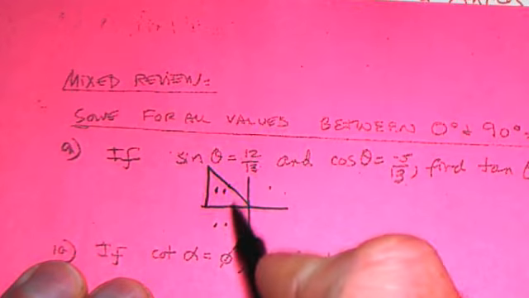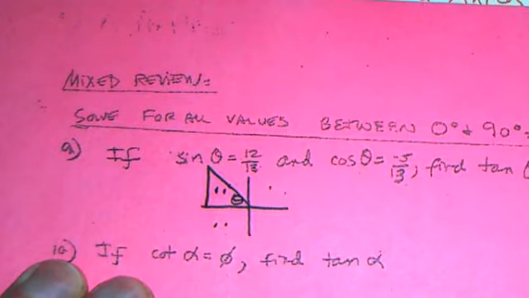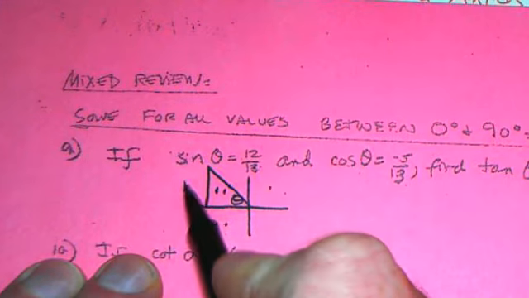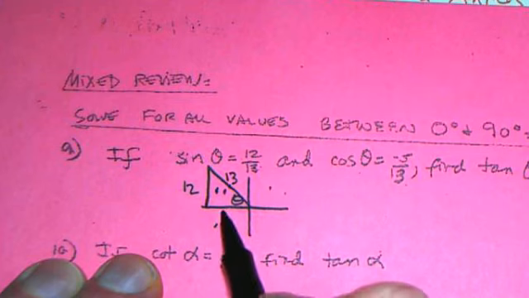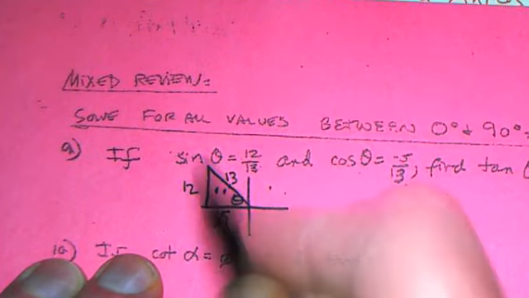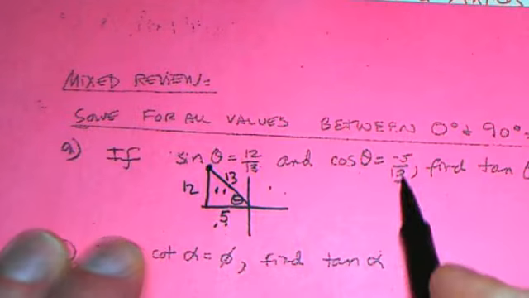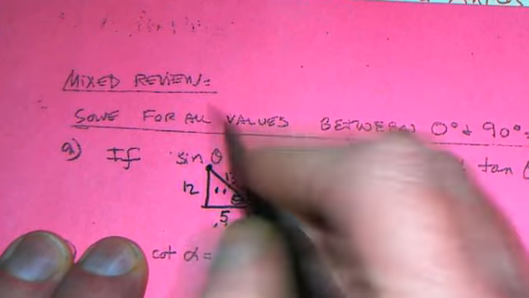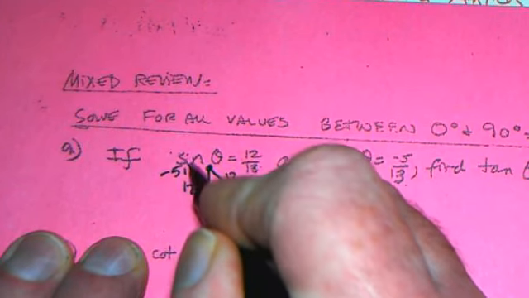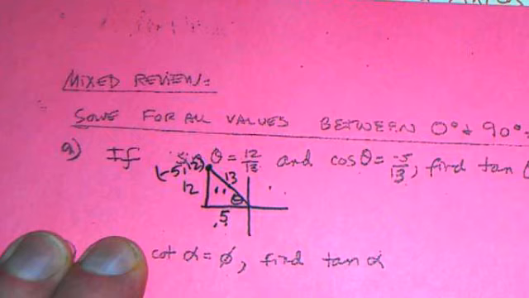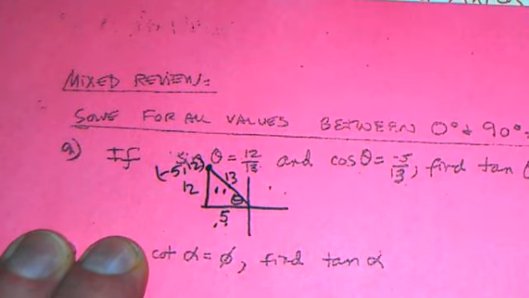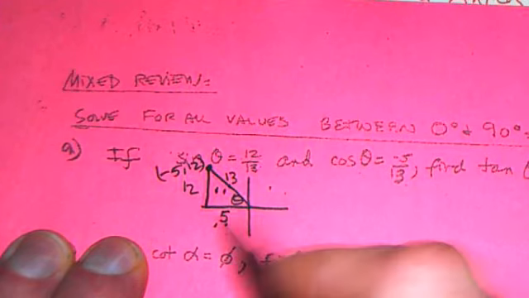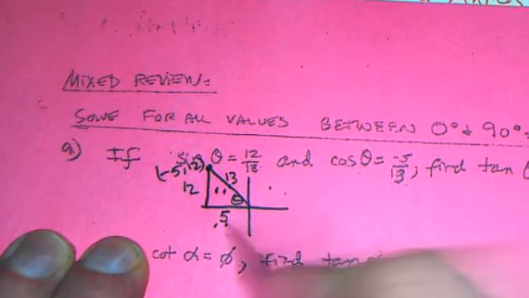My angle is theta. My opposite side is a 12. My hypotenuse is a 13. The adjacent side is a 5. This coordinate is actually negative 5 for the x and 12 for the y. And they want me to find tangent. Tangent is opposite over adjacent. Opposite is 12. Adjacent is 5.